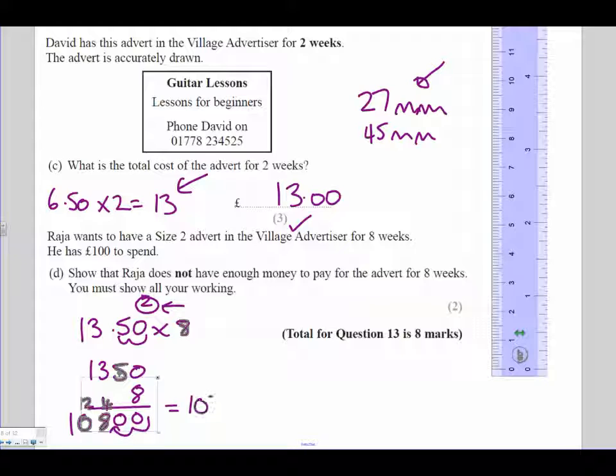So he needs £108. So to show that he hasn't got enough, he needs 108. He's only got 100. He's £8 short. And that's worth 2 marks.